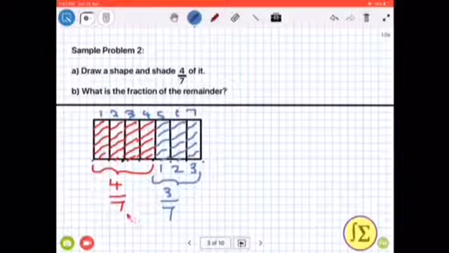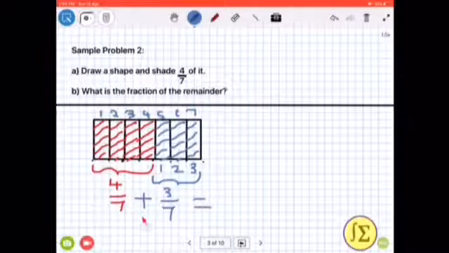And the answer for A is this. Over 7, we have shaded the part of the rectangle that represents 4 over 7, right? So this is the initial fraction, and this is the remainder, and if you add them up, you will get the whole, which is represented by the number 1.